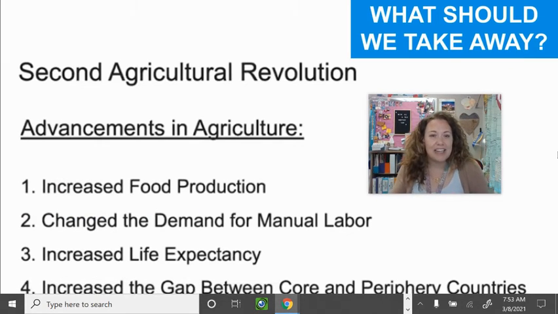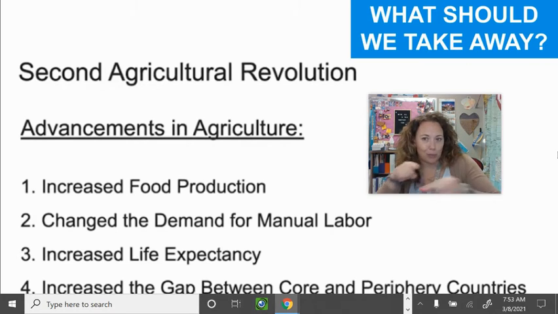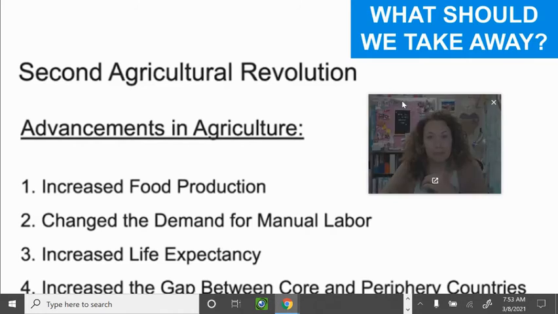Okay. Advancements in agriculture. Here's your big takeaway. We've gotten more food. The demand for manual labor has shifted. We don't need as many people working anymore. We need people to work the machines. Therefore, our life expectancy has increased because we're eating more, and the gap between core and periphery countries, which is like a Unit 7 concept we're going to talk about, is getting bigger, unfortunately.